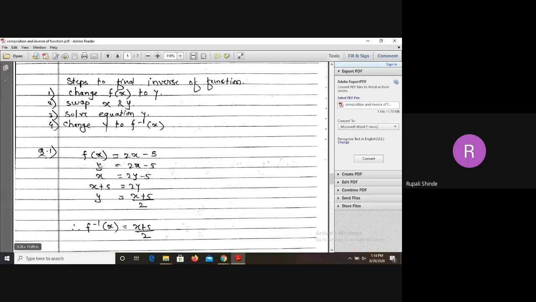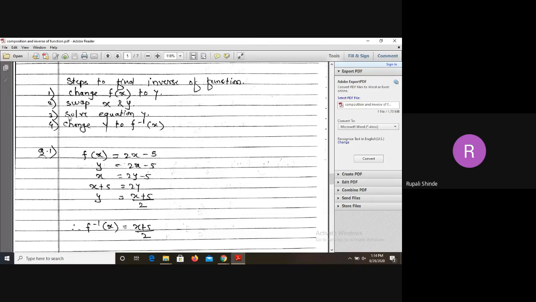Now here, this is our current step. Here y is there, so we have to replace this y by x. And x is here, so we have to replace this x by y. That's why after applying step number 2, you will get x is equals to 2y minus 5.